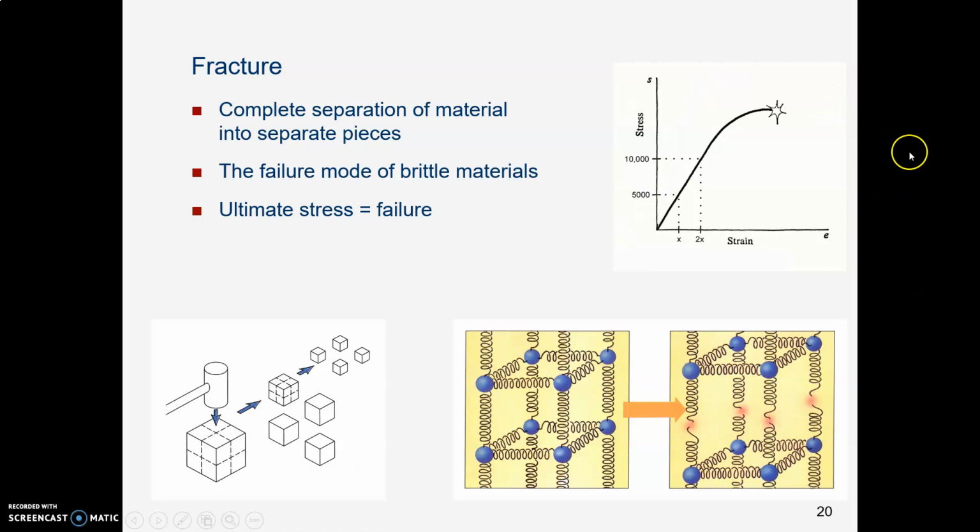Finally, the ultimate kind of failure is it broke. It broke in pieces. That's called fracture, and when we look at our stress-strain diagram, that's the ultimate stress at the peak of our stress-strain diagram. This is what happens with brittle materials like cast iron and concrete. All right, let's stop here and we will come back next time and talk about creep.